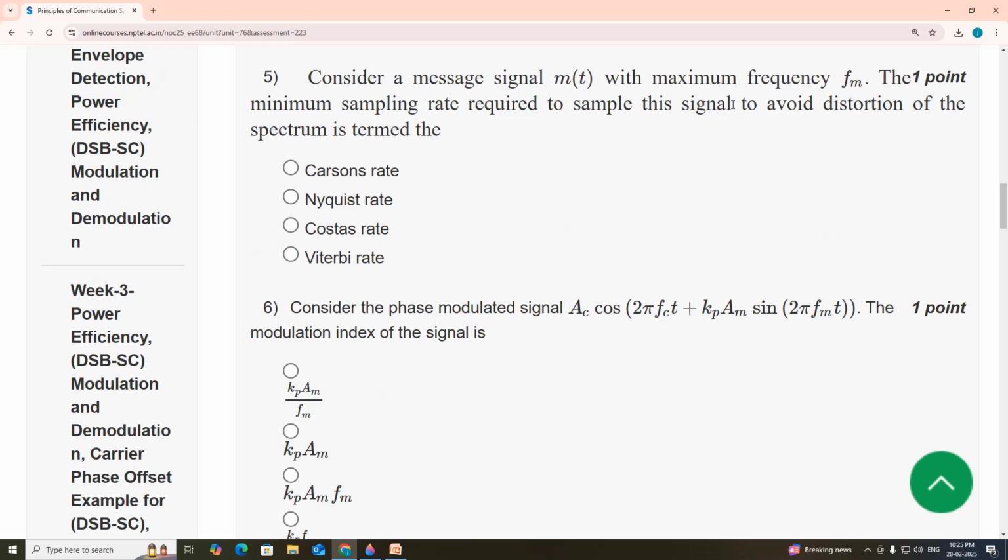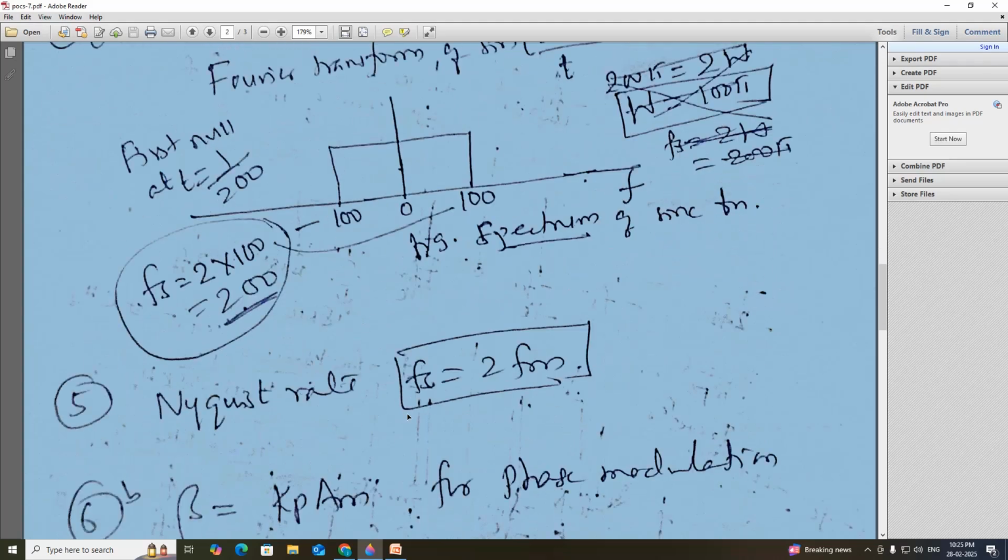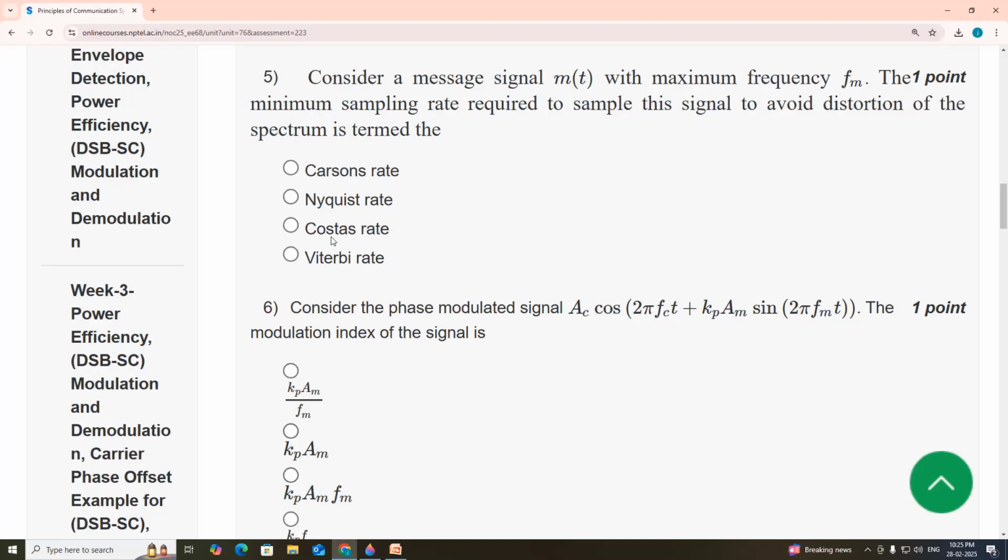What is this one? We know it's the Nyquist rate. So what is the Nyquist rate? Fs is equal to 2 fm. Nyquist rate.